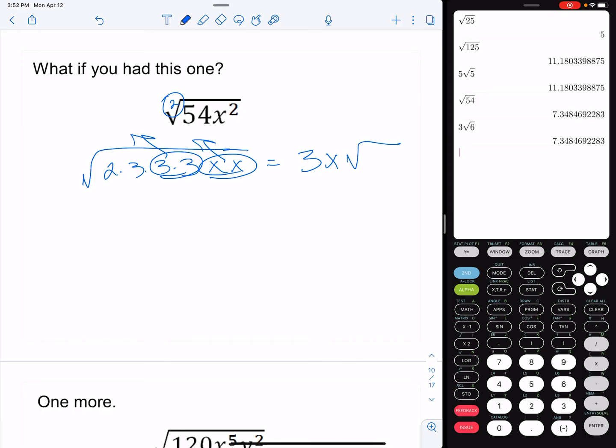And then we take whatever's left underneath, and we put it back together through multiplication. Now this one, you can't check the letters, okay? But you can check the numbers. And we already know that the square root of 54 and 3 times the square root of 6 are the same. But I also wanted to show you what happens when you do those letters, okay?